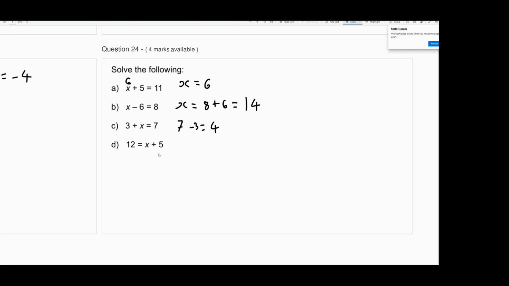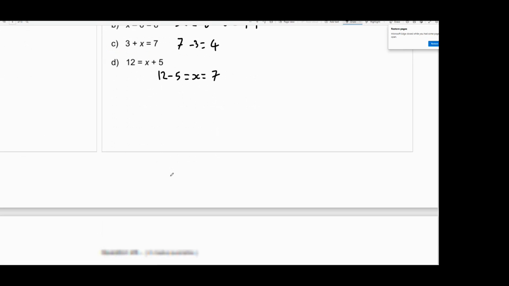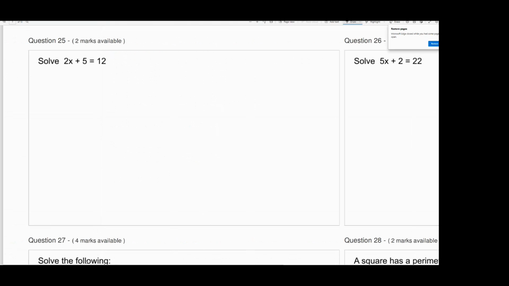Yeah, the last one's quite easy as well. 12 take away 5 is x, which is just 7. So that's really straightforward. Yeah, brilliant. Okay, so those ones are quite easy. But the ones that you're more likely to get are like these ones. So something like this, right?